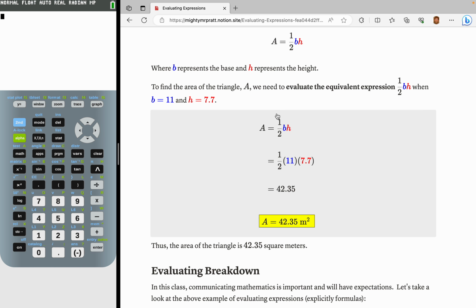So what we're going to do, we're going to rewrite the equation. Then we're going to substitute our B and our H variables with what we were given. We know that the base is 11, so I replace B with 11. And for the height, it's 7.7, so I replace it. Then what I'm going to do is I'm going to grab my calculator, and I'm going to calculate this now substituted expression. So if you've never done it, you can make a fraction on your calculator by pressing the alpha, then the y equals, you're going to have a few options. You press enter. Now let me put the 1/2 in there.